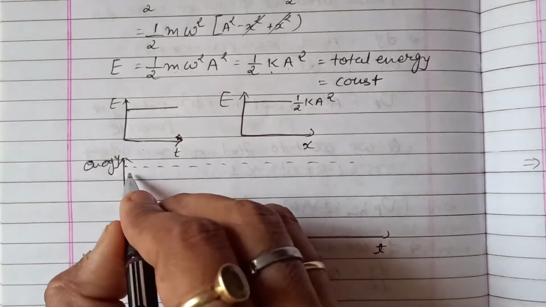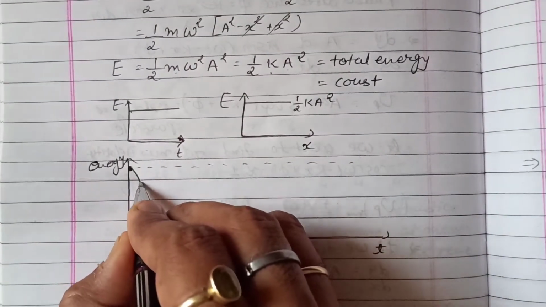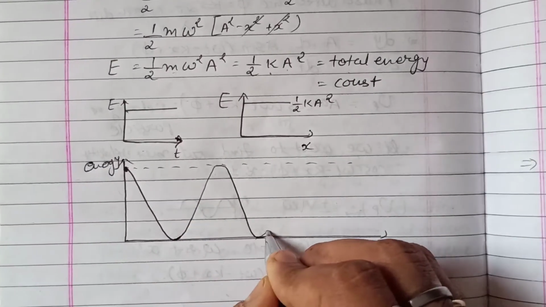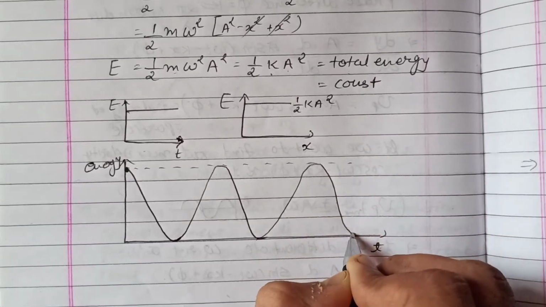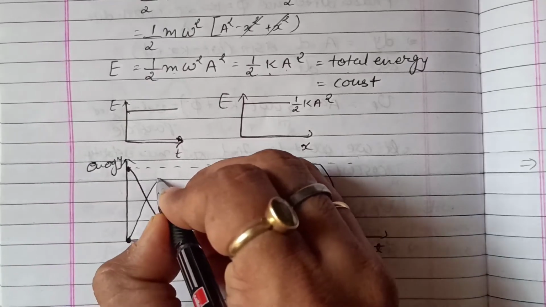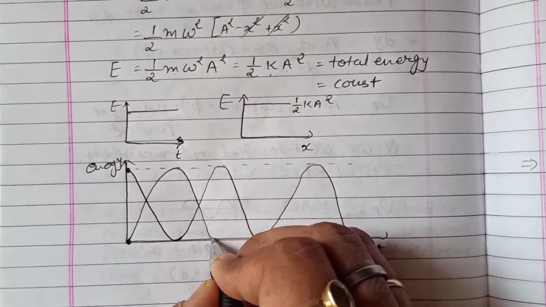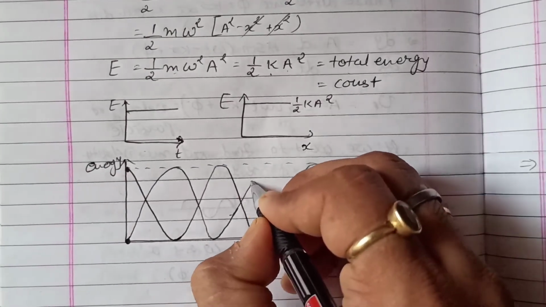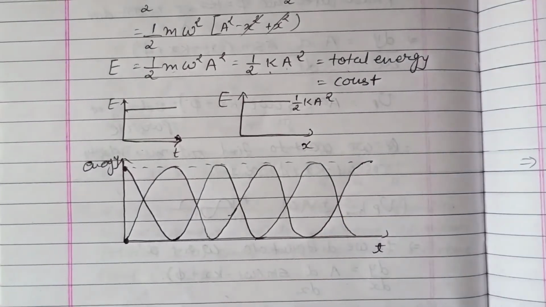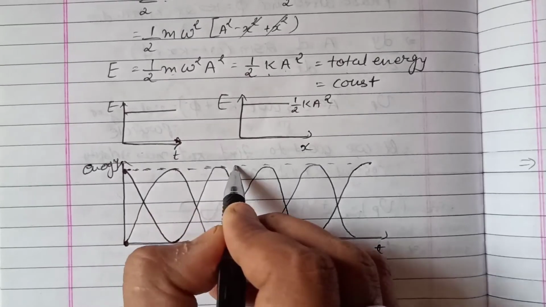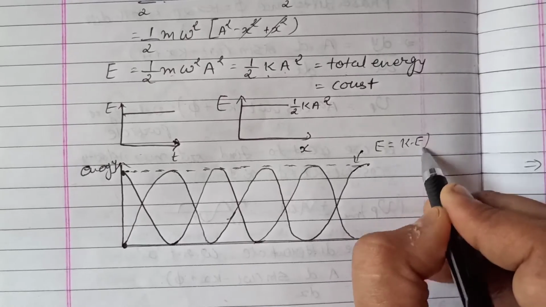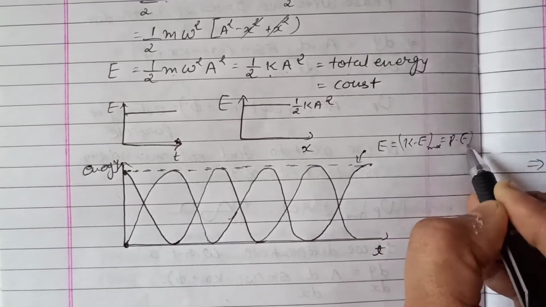Okay, so kinetic energy is cos, it will start from here. And potential energy starts from here. Okay, and this line shows the kinetic and potential energy maximum. This is called E. E is equal to KE maximum and PE maximum.